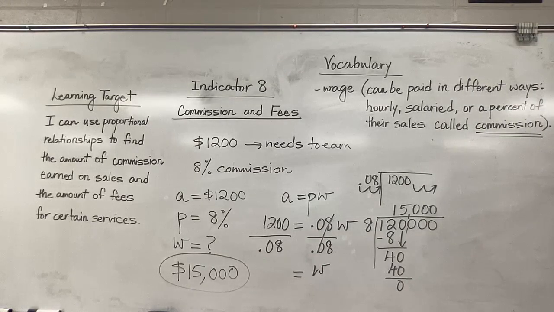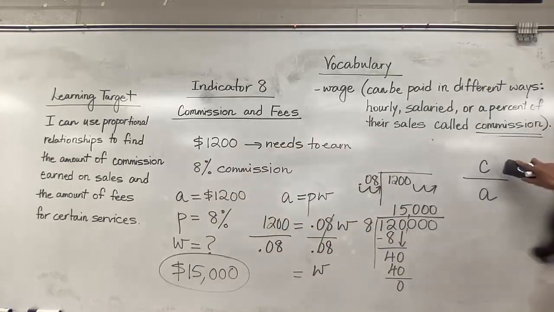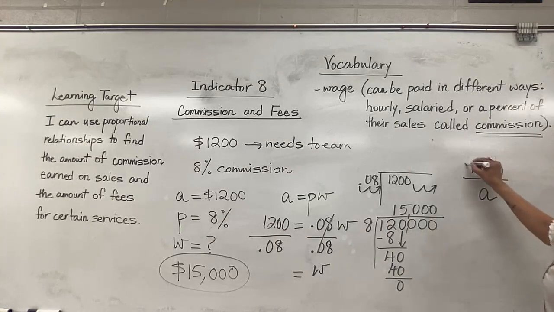Then you can use your ratio reasoning. And in ratio reasoning, again, what am I doing? You're going to write the commission over the whole amount, which I don't have, which is the amount of sales. And let's call that A. All right. So commission. And what is the commission that the person has, which is 1,200. So we know what the commission is. He needs to earn that much. So I am going to write the 1,200 over here. So this is the commission.